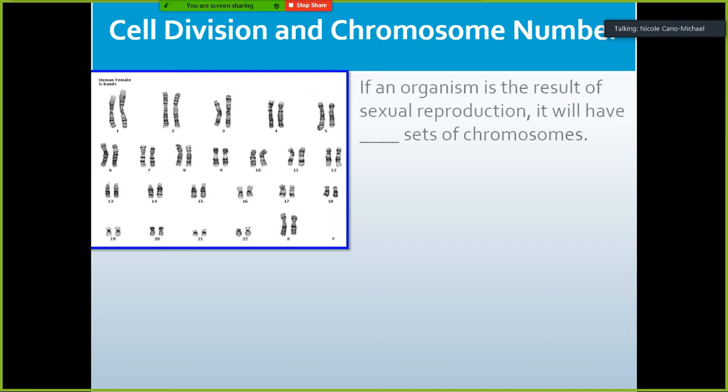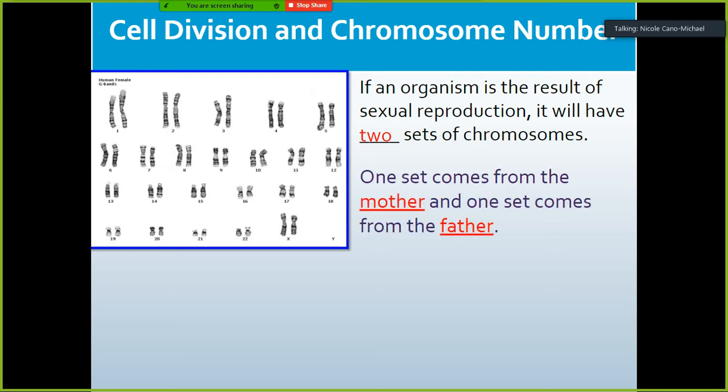What we see here, ladies and gentlemen, are organisms that result from sexual reproduction. And the reason I know this is because I have 2 sets of chromosomes. I have 2 number 1s. I have 2 number 2s. I have 2 number 8s. I have 2 number 17s. I have 2 number 22s. I have 2 sets of chromosomes. Now, one of these sets came from the mom, and my other set came from my dad. All right, so half of my genetic material came from my mom. The other half of my genetic material came from dad.